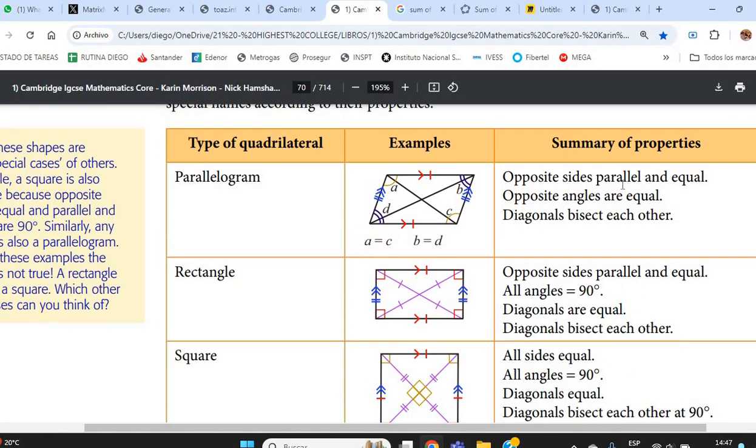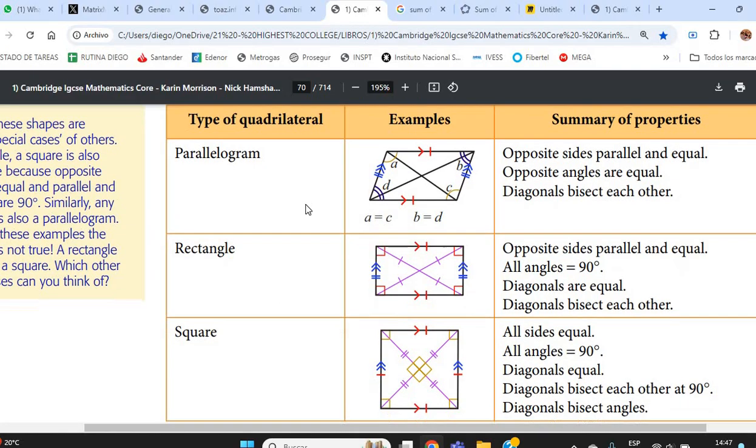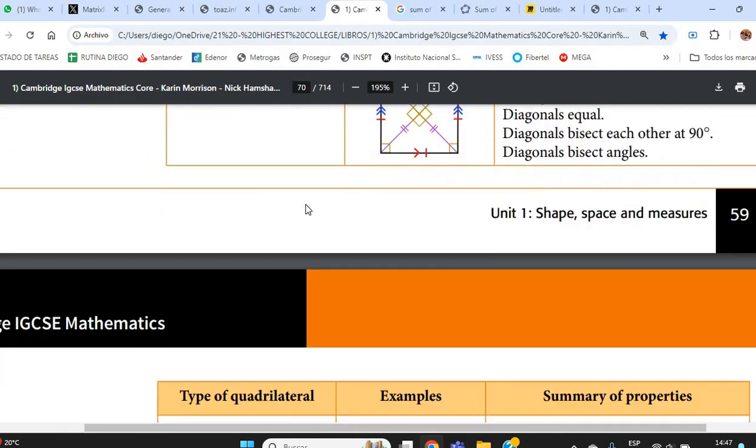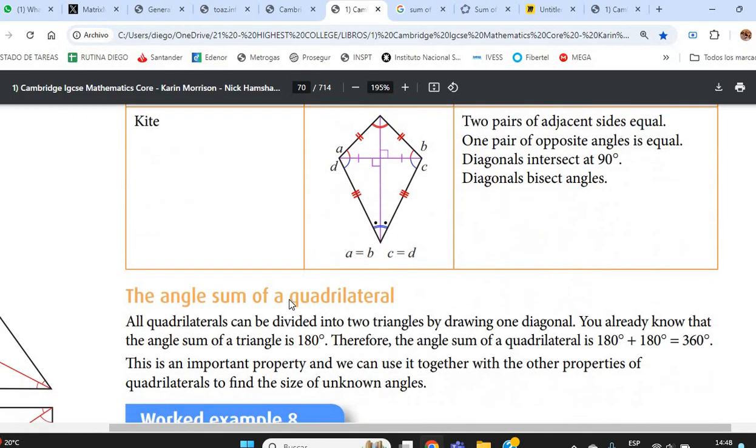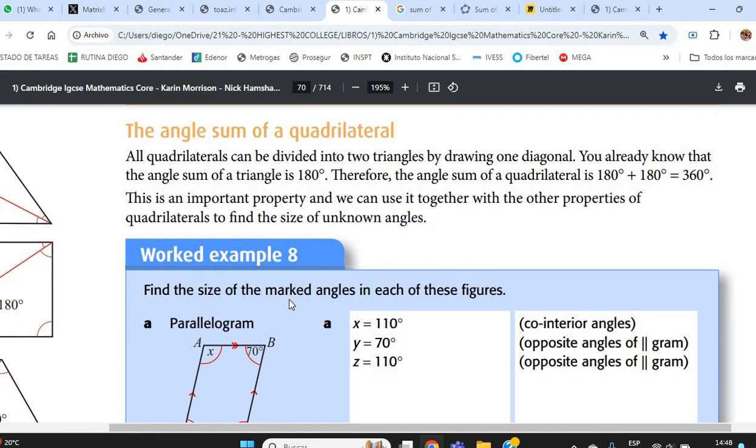What you have here are the properties of each of these types of quadrilaterals. You have to read them. Read them. This is important.